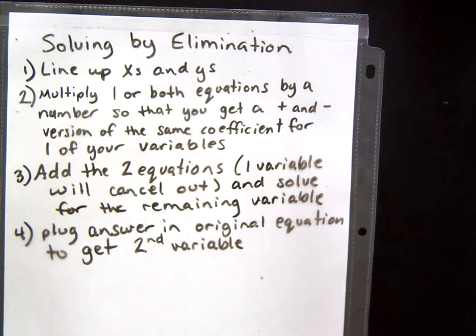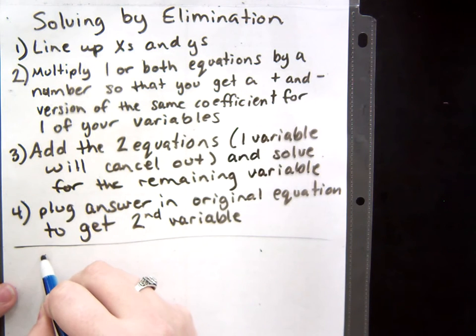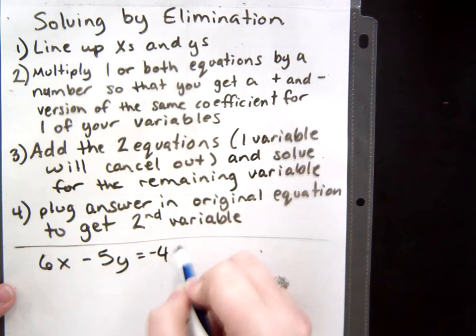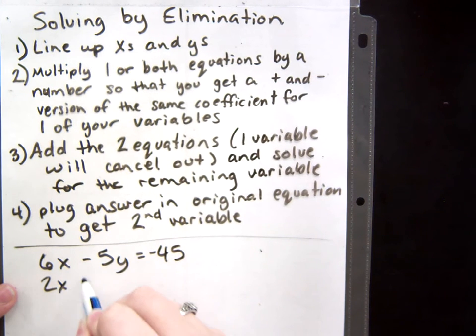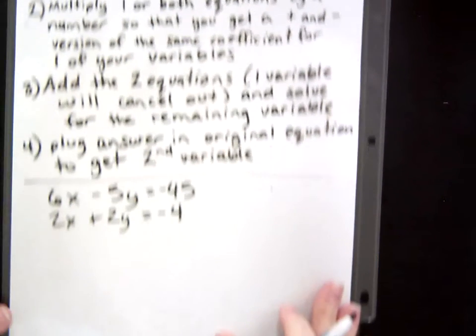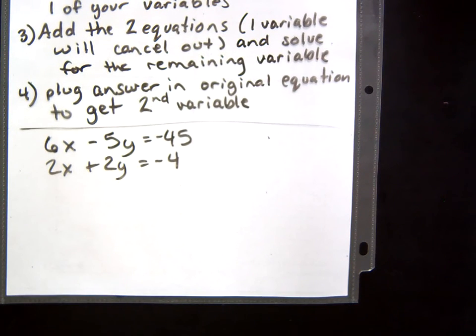So I'm going to use some of the same equations I used in one of the previous examples from the substitution video. So let's take, for example, 6x minus 5y equals negative 45, and 2x plus 2y equals negative 4. I showed you how to solve this system of equations in the substitution video, but you can also solve this one by elimination.